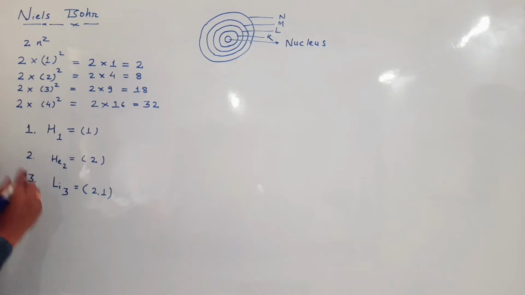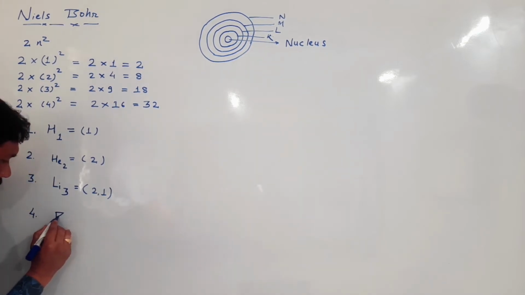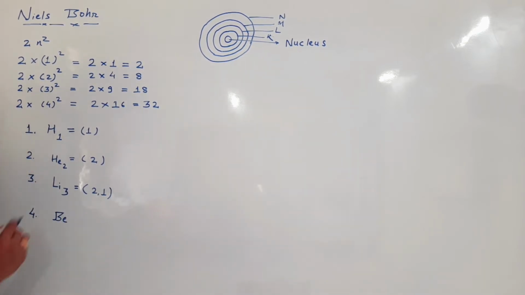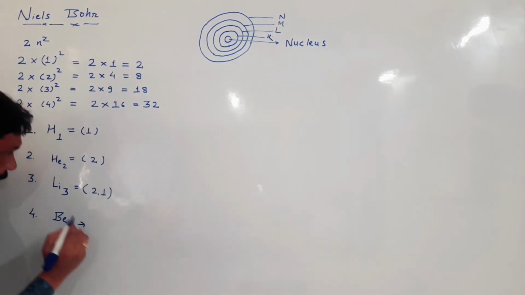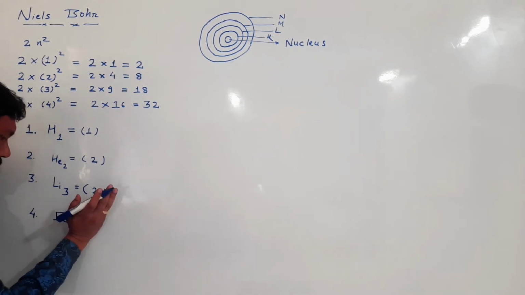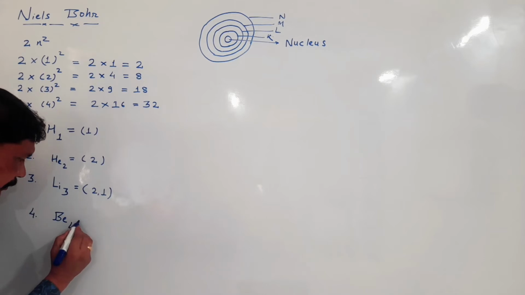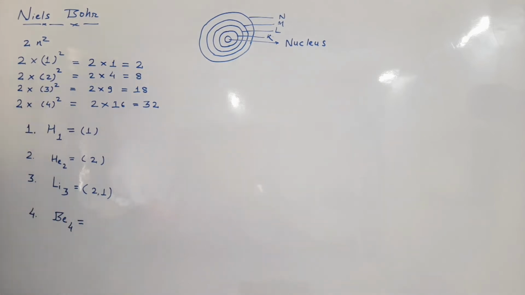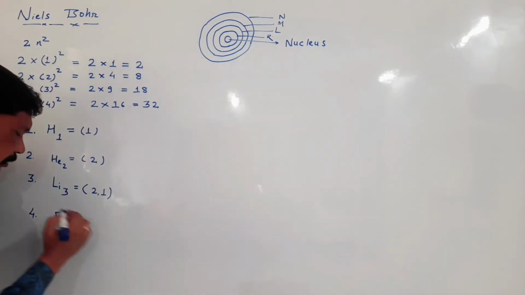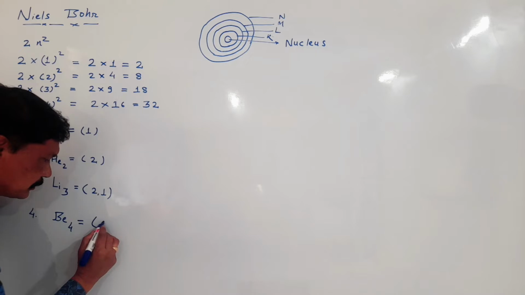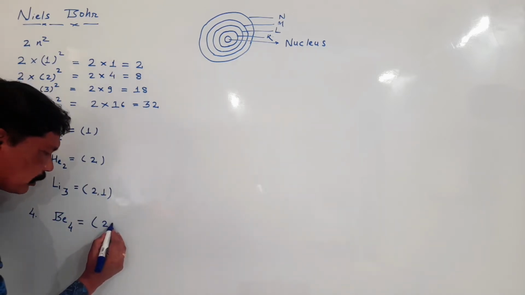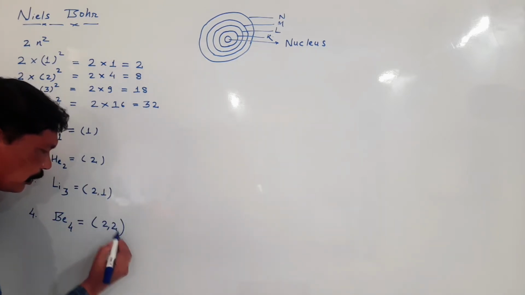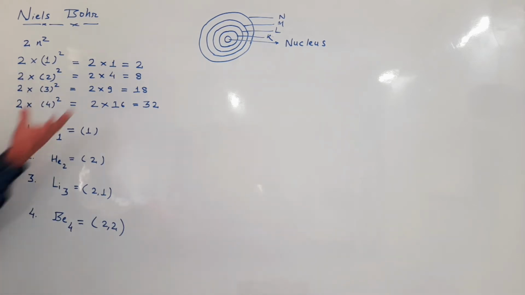Hydrogen, helium, lithium, beryllium. The atomic number of beryllium is 4. So my dear student, beryllium will have 4 electrons. So the electronic configuration of beryllium can be written as first orbit 2, remaining will go to second orbit 2, 2.